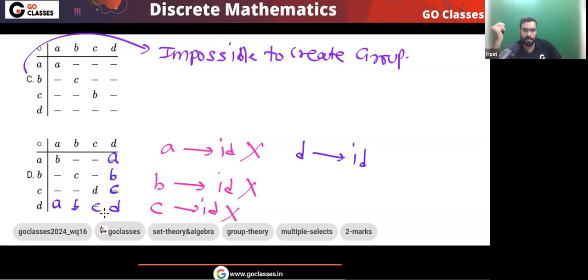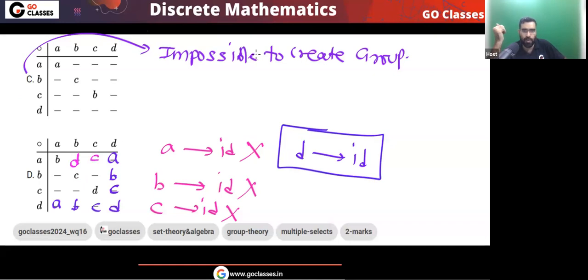Now you tell me, what should I write here and here? The only possibility is that D is the identity element. Now, what should I write here? Already B comma A is there, so C comma D is remaining. I cannot put C here, so I need to put D here, and so I need to put C here.